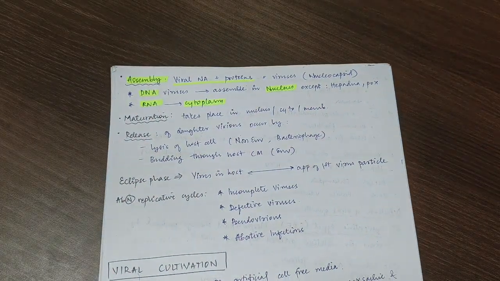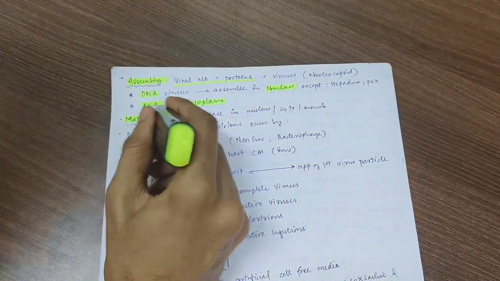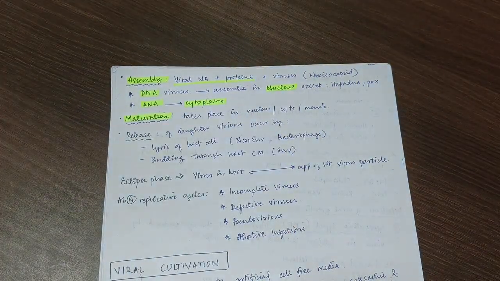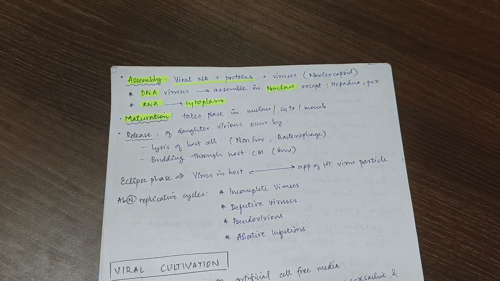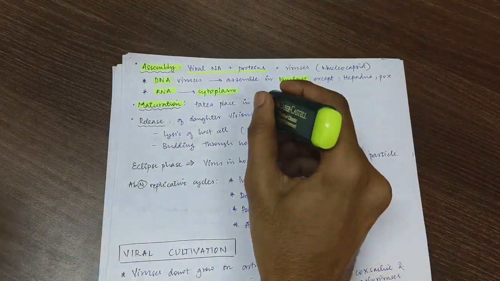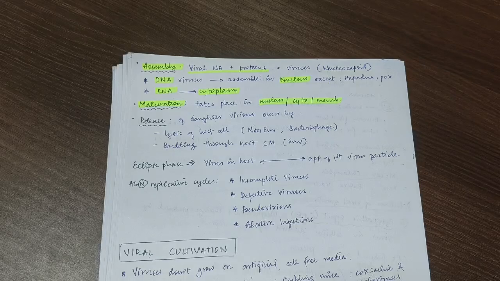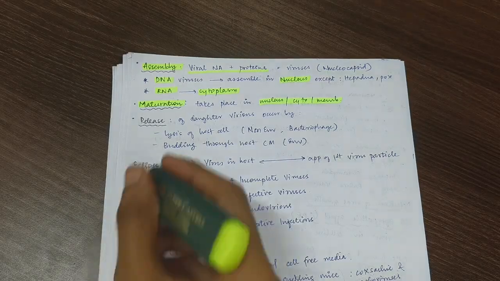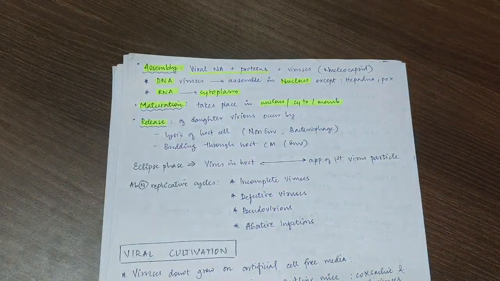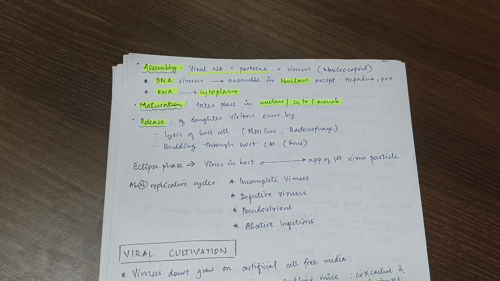Coming to the M-A for maturation. Now that the assembly is ended, maturation takes place where? It happens in the nucleus or cytoplasm membrane. Then release, the last R for release. Release of what? The daughter virions, the new things that are formed.